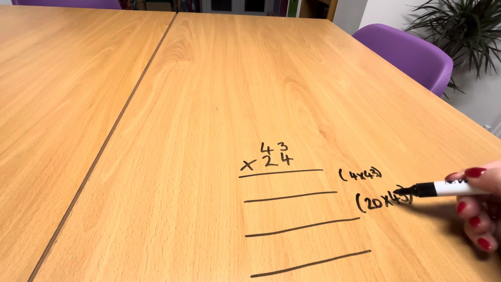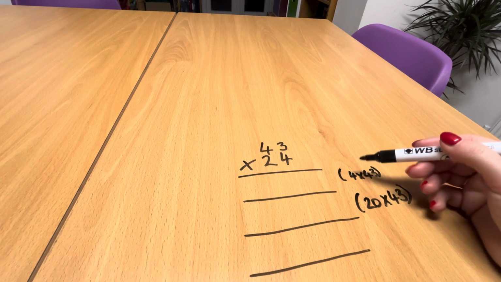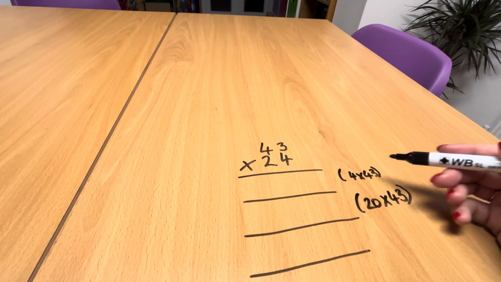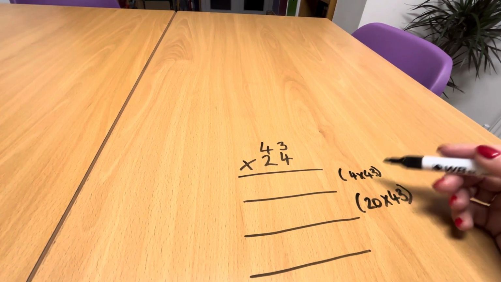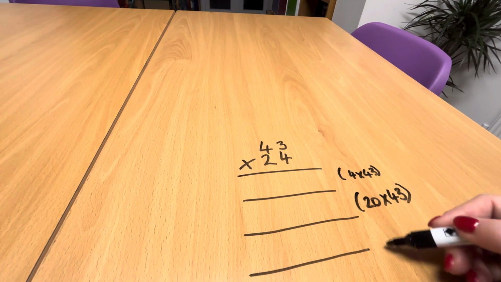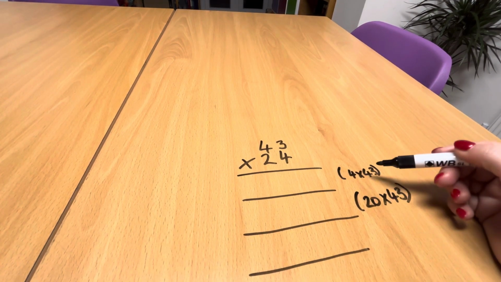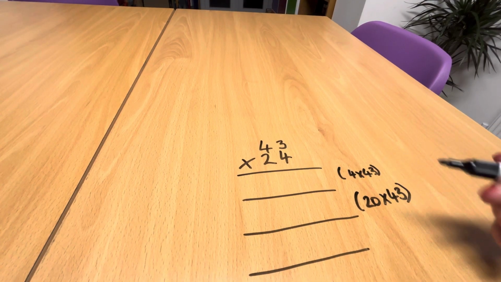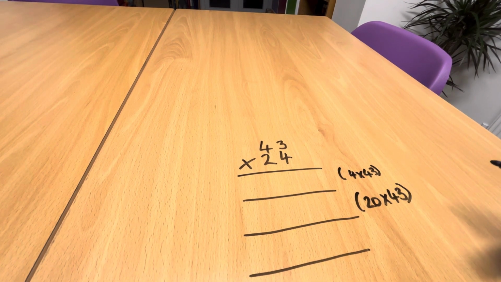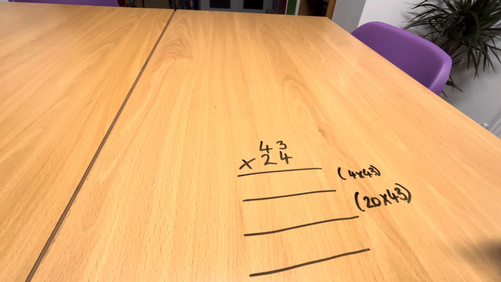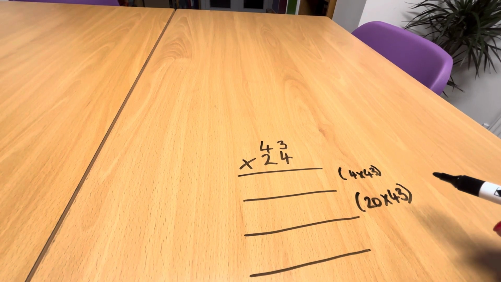Now, we partition the 24 into 4 lots and 20 lots because, as you'll see in a minute, it's easier to do that. And then the bottom is where we recombine and we add up the answer to the 20 times and the answer to the 4 times to combine it to make 24 times. Hope that makes sense. Okay, so the first step.